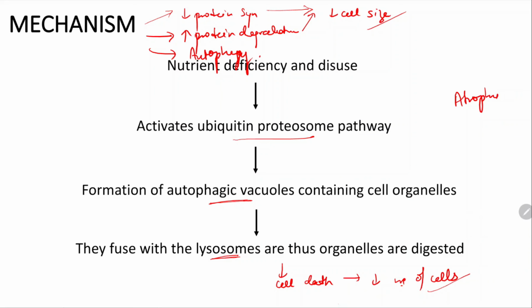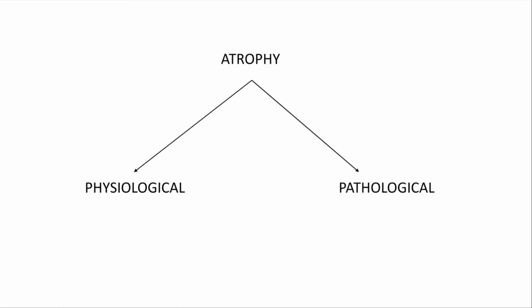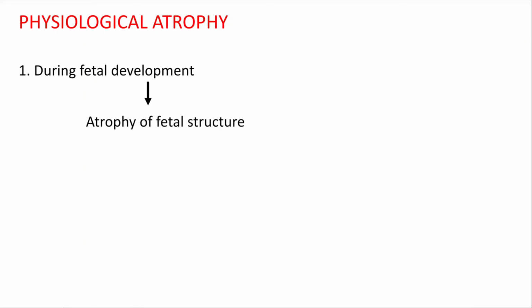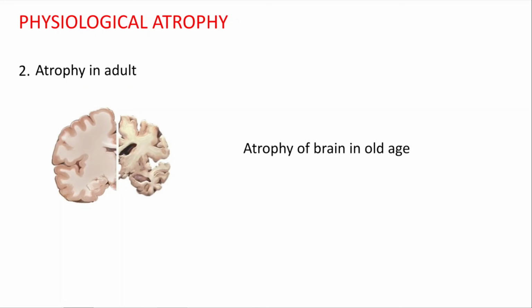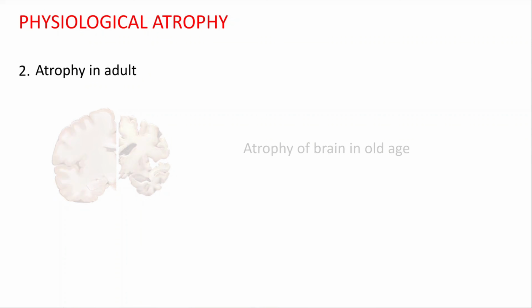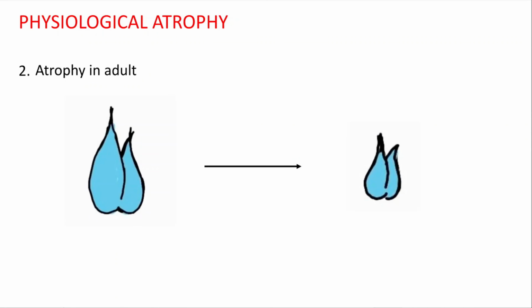Atrophy is basically of two types, and they are physiological atrophy and pathological atrophy. Now let's go in detail about physiological atrophy. The first example under physiological atrophy includes atrophy which is seen during fetal development. This is mainly seen as atrophy of certain fetal structures like the thyroglossal duct and notochord. The second example includes atrophy which is seen in adults. The first example under this is atrophy of the brain, which is mainly seen in old age. And the second example is involution of the thymus, which is seen as age passes.